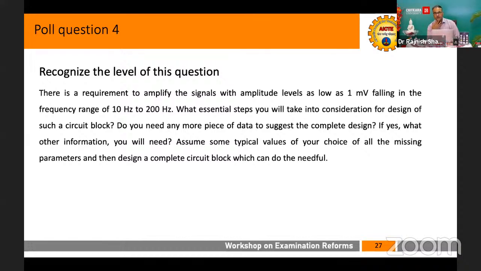Do you need any more data to suggest the complete design? If yes, what other information will you need? Assume some typical values of your choice for all the missing parameters and then design a complete circuit which can do the needful. So there is not only one question, but there are multiple questions in this particular question statement. Only two things have been given: one, the amplitude of the signal, and then the frequency range of the signal. Then it asks what kind of circuit block it would be, do you need any more data, and then design the complete circuit block.